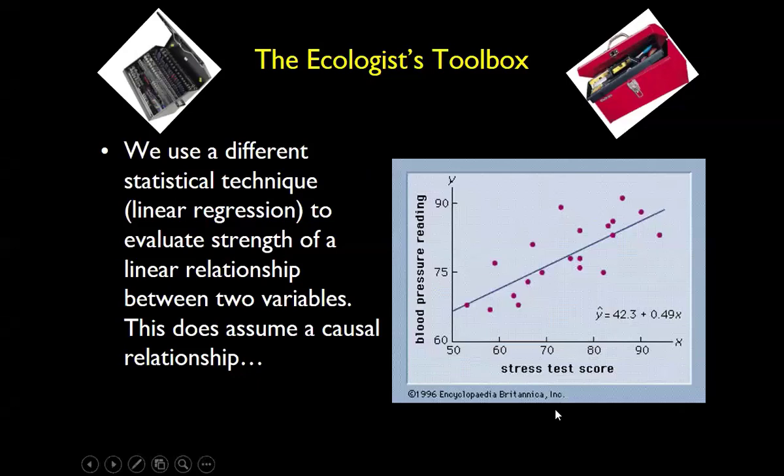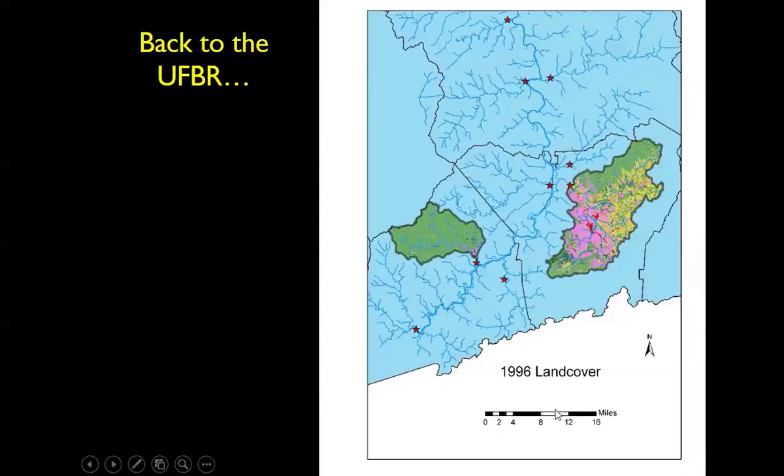Okay, anyway, so when we are trying to talk about a causal relationship, there's a different technique we use. It's called linear regression. All right. So back to the upper French Broad River watershed. Again, as y'all pointed out, some of these watersheds are really different from a land use perspective. So this is Mud Creek, a lot of ag land here, a lot of developed land. This is Mills River over here, almost entirely forested.